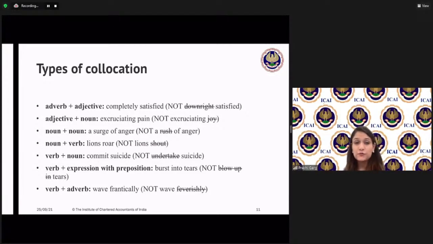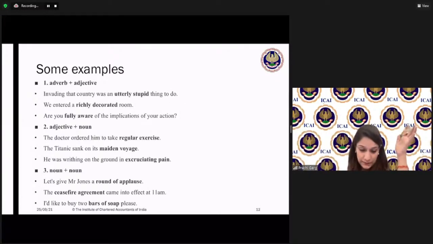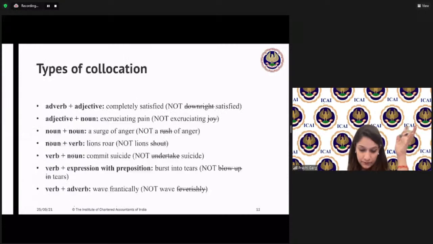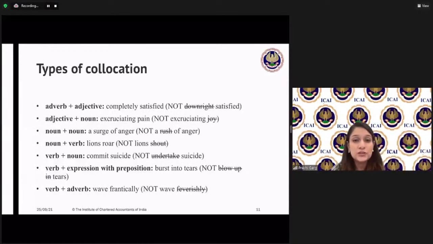Now we have types of collocations. Types of collocations means the types of combinations of collocations. It could be adverb plus adjective, adjective plus noun, noun plus noun, noun plus verb, verb plus noun, verb plus expression with prepositions, verb plus adverb, right? So these are the types of collocation that we can see.